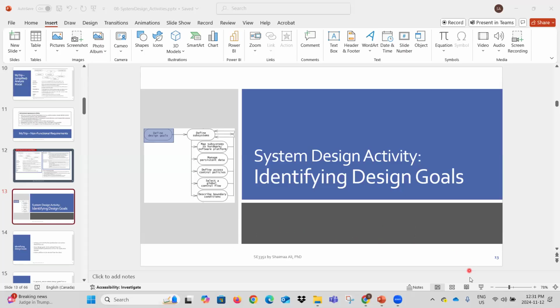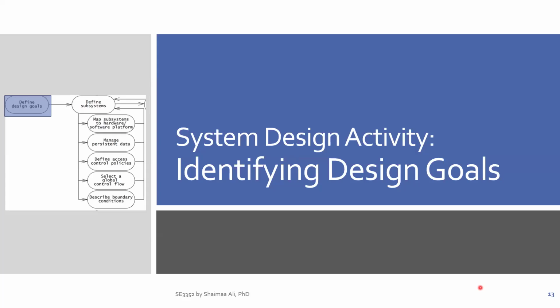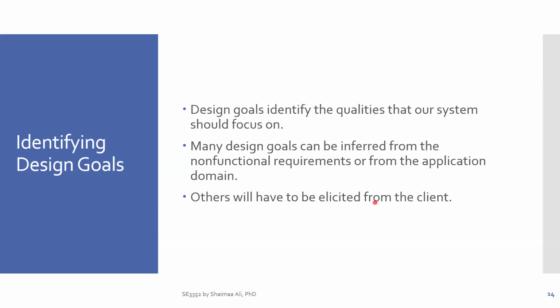Now, the first thing we need to decide on is what the design goals are that will guide our system decomposition, or system design, or the general development of the system. It is important for us to know what the design goals are and how we are going to prioritize them. Again, the design goals define the qualities that need to be addressed in the system.